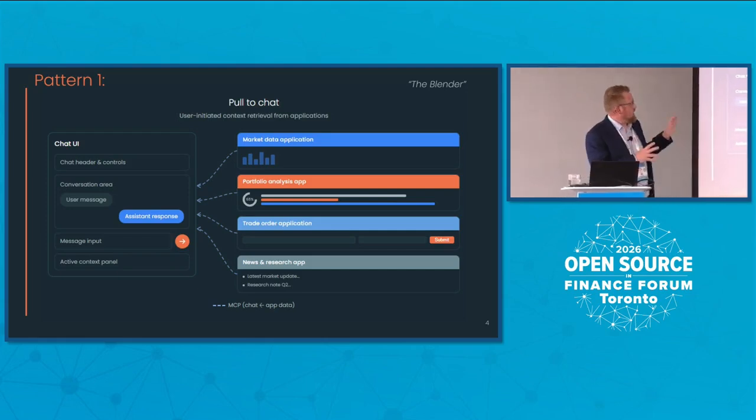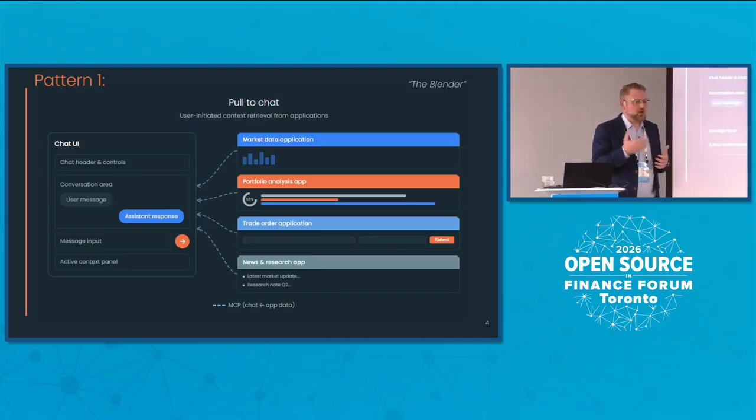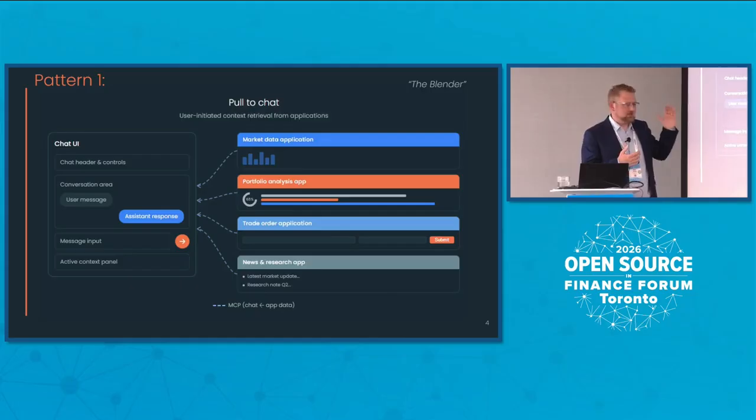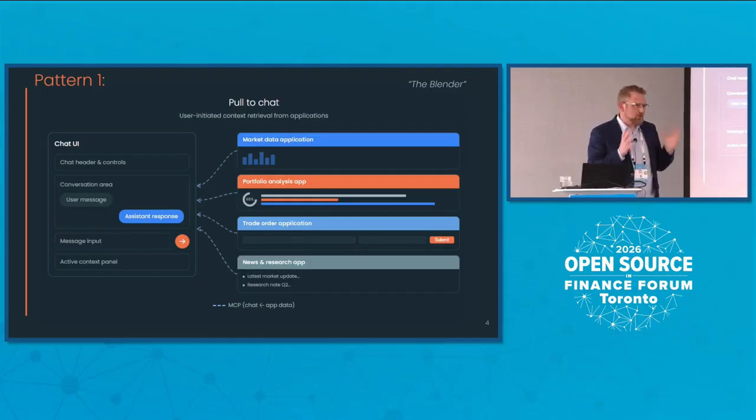I remember the first time that I demoed this pattern, which I'll call pull to chat, was probably April of 2025. I was using an off-the-shelf chat interface, I'm guessing it was probably Claude at that time, hooked up to a bunch of internal applications via the MCP standard. So this was a CRM, a portfolio analytics application, a research application. And this was pretty magical.